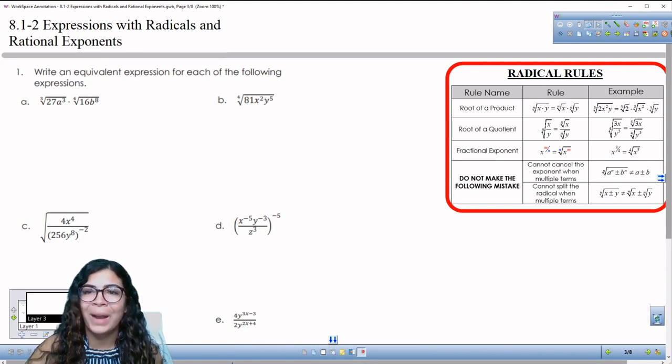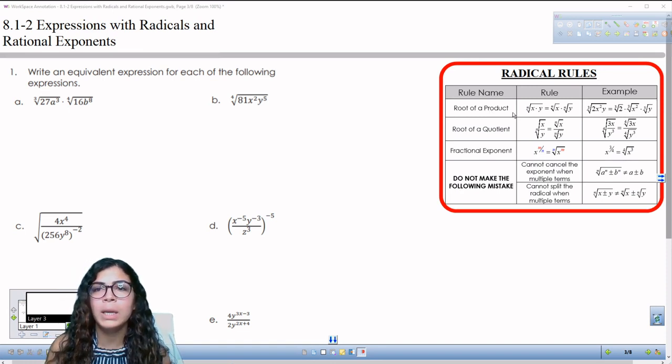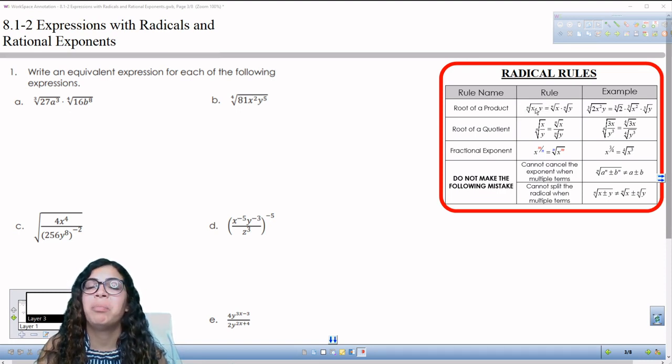So these radical rules, some of them you already should know. For example, the root of a product is where you have a radical and you have multiplying things on the inside of that radical. You can split up that multiplication. So if I have, for example, the cube root of 2x squared y, well, 2 is multiplying with x squared, which is multiplying with y. So you could split all that up. Cube root of 2 times cube root of x squared times cube root of y.